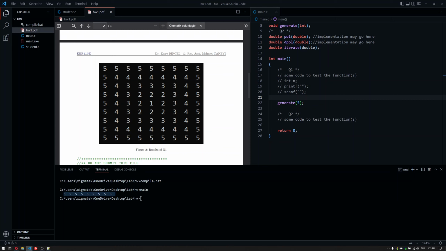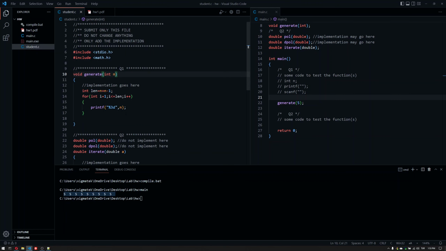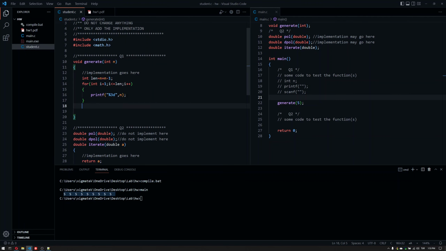But I need to somehow come up with this part here, where I start with 5, and then I continue with 4s, and then print a 5, and kind of repeat this up to a certain point. Now, how can I do stuff like that? Well, it is not going to be easy to explain this, because it is kind of a nested for loop kind of stuff, but let's dive into it.